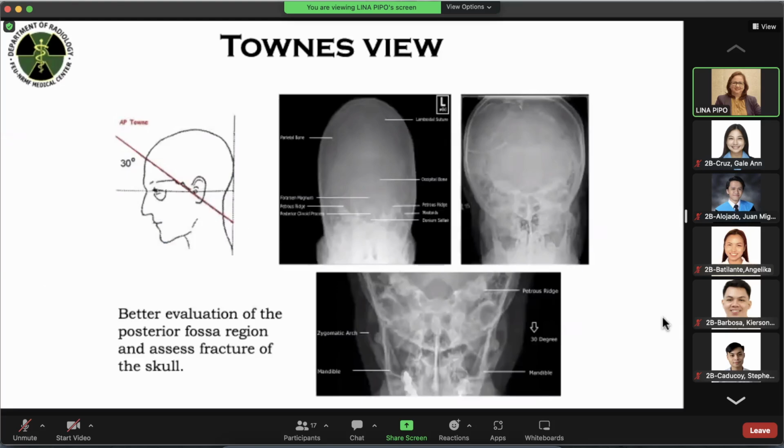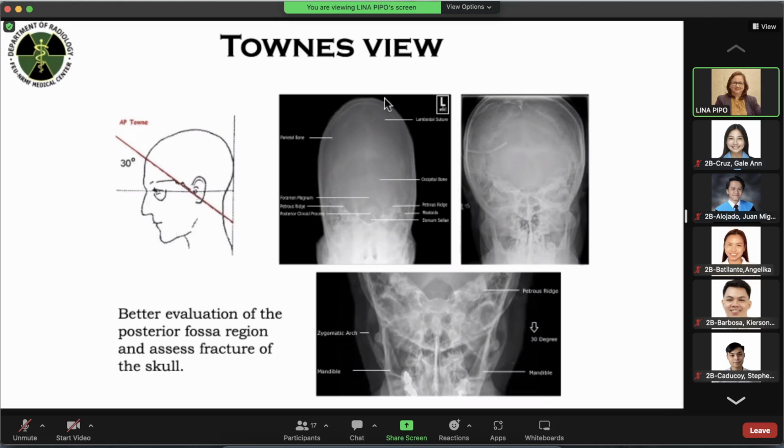Okay, so next is the Towns view. The Towns view allows a better evaluation of the posterior fossa region and assesses fracture of the skull. In here, the patient is also positioned erect, standing or sitting. The patient is positioned so that their back and posterior skull are touching the back grid. And then the patient's chin will be brought down until the radiographic baseline, the orbitomeatal line, is parallel to the floor, therefore perpendicular to the body. So that's your proper positioning for your Towns view.